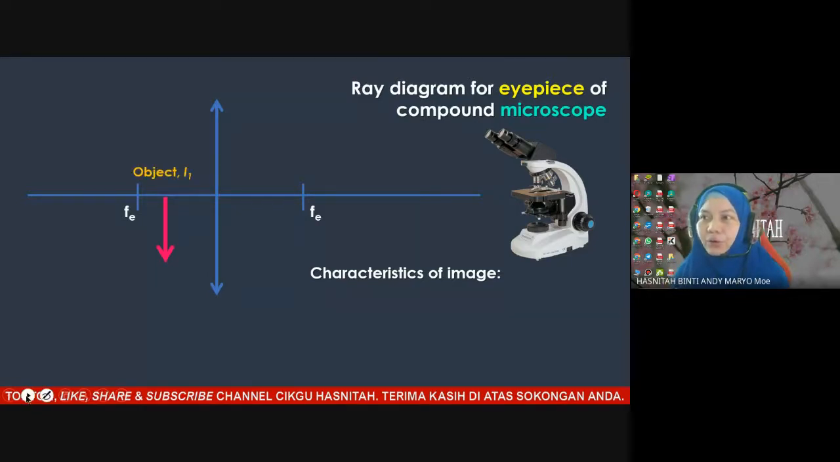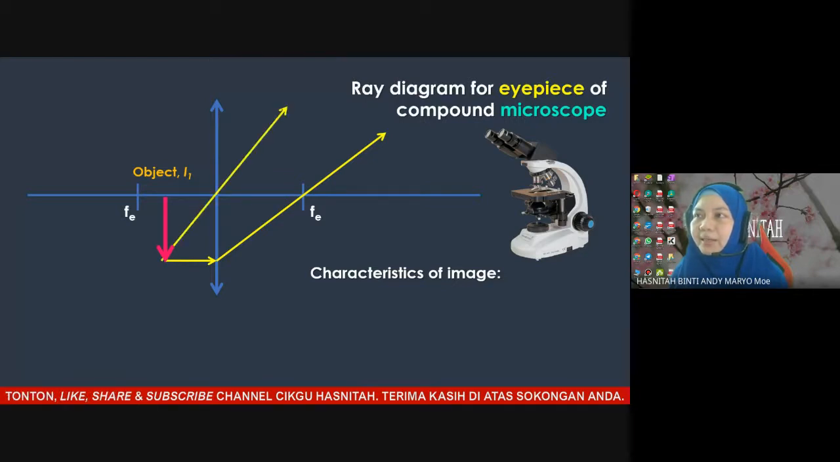So how to draw? This is how we draw the ray diagram. Follow the same rule: a straight line focusing at F, and then a second line from the object to the optical center. You'll find they intercept somewhere here. So we continue drawing the dashed line. This is where the final image forms.